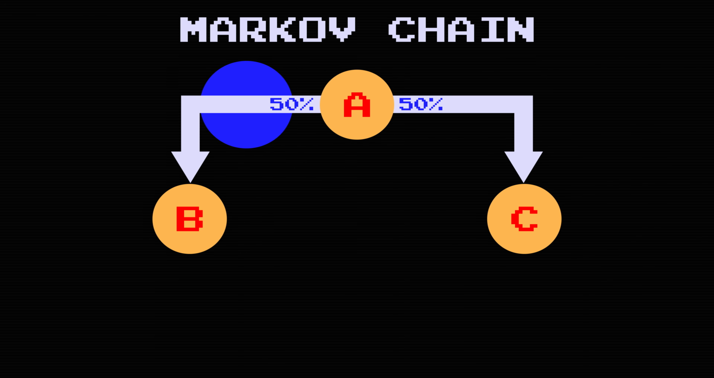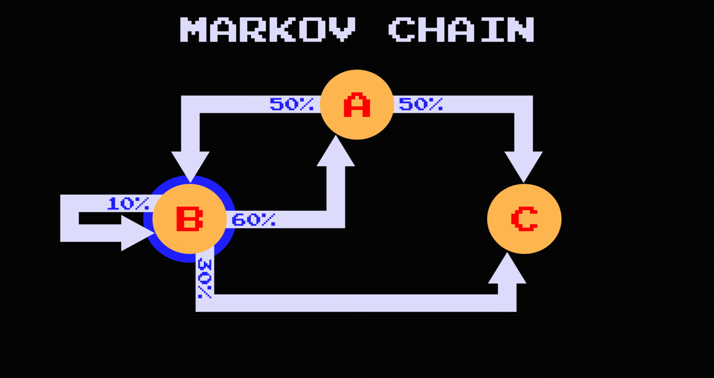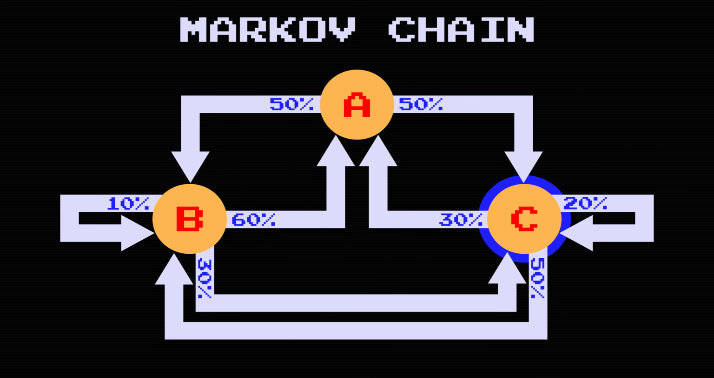Similarly, if you are in state B, you may have a 30% chance of changing to state C, 60% chance of changing to state A, and even a 10% chance of staying in state B. We represent this with a self-edge from B to B, and so on. This is a Markov chain.